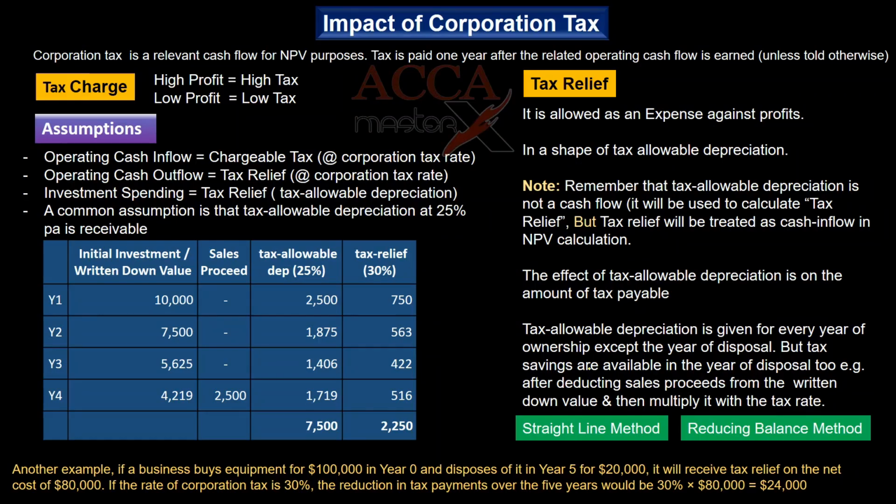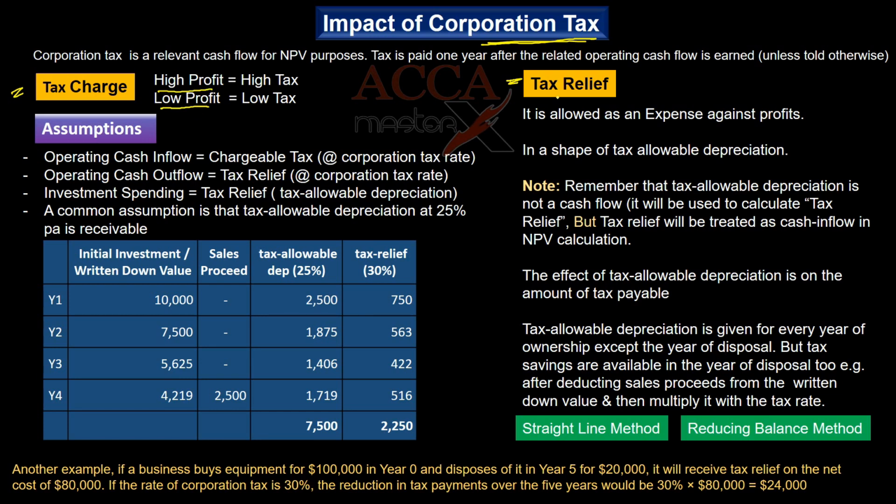Now it's time to discuss the impact of corporation tax on our discount rate. Okay. If I talk about corporation tax, then we have two concepts here: one is tax charge and the other is tax relief. By tax charge, we mean we have to pay some tax. For example, in the case of high profits, we have to pay higher tax, and in the case of low profit, we have to pay lower tax.